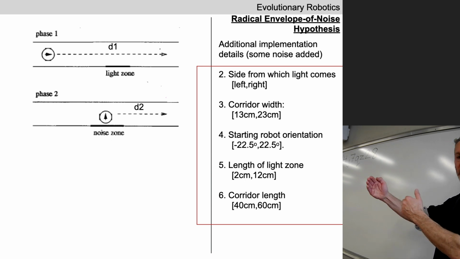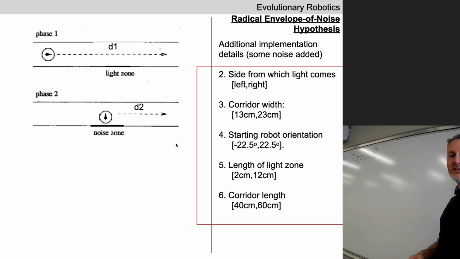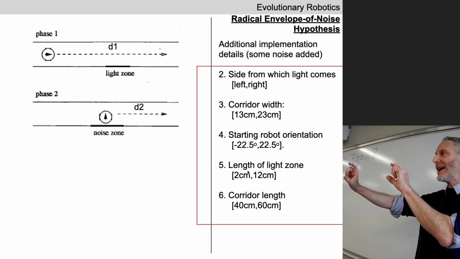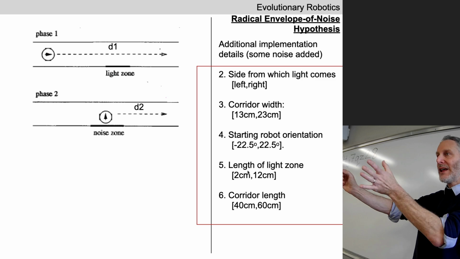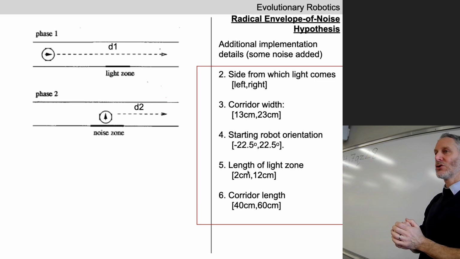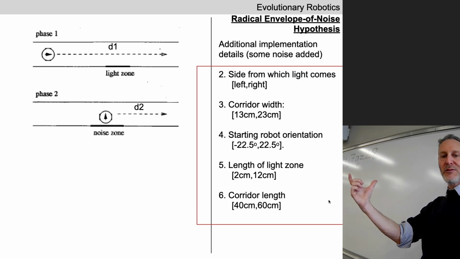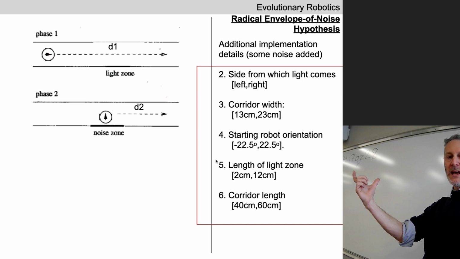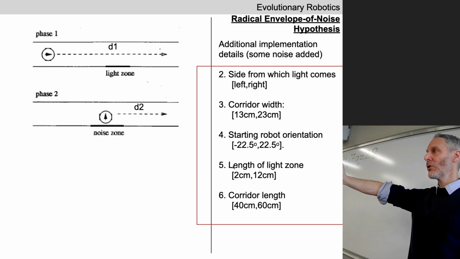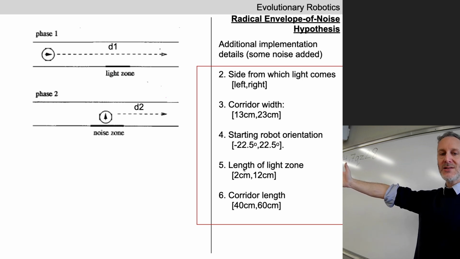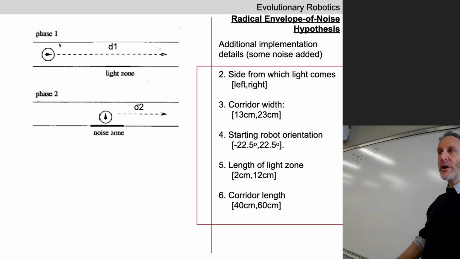They alter the length of the light zone. When these experiments are done with rats, traditionally there would be a little sliding door in the wall of the T, and they would slide the door open, the light would come through, and then they'd slide the door closed. You can think of the width of that door or the width of that aperture as the length of the light zone. How much time or how much distance can the robot move and still sense the light? The length of the corridor, how deep is the base of the T? It can range between 40 and 60.